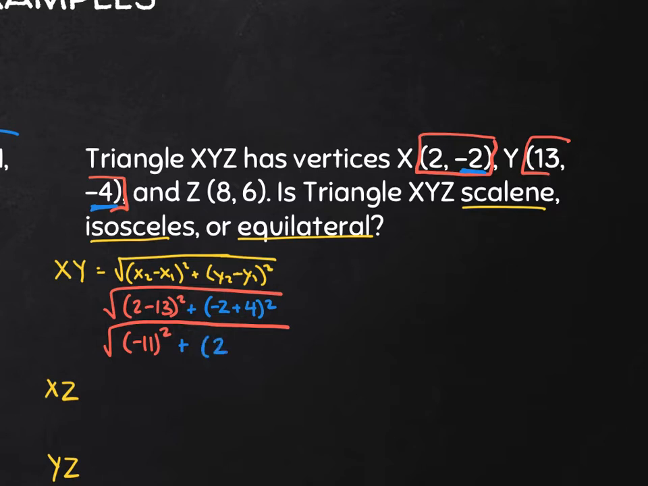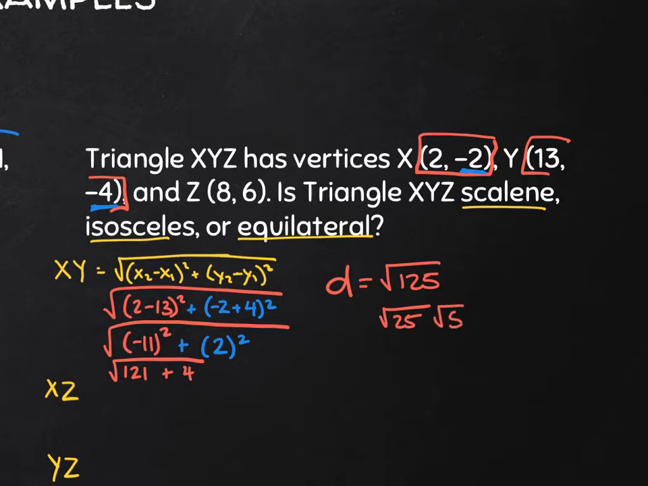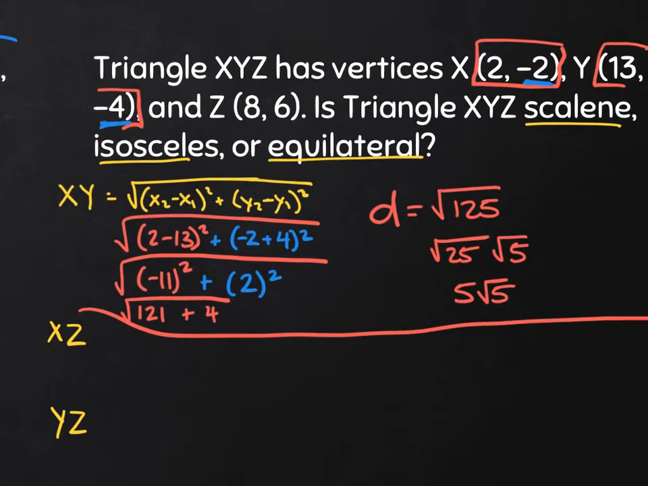I'm going up 2. Negative 11 squared will be 121. 2 squared is 4. So this distance equals the square root of 125. I can leave it like that, or if I remember how to simplify radicals, I can write this as square root of 25 times square root of 5, which is 5 square root of 5. I can certainly do that, but that is something you'll learn next unit though.